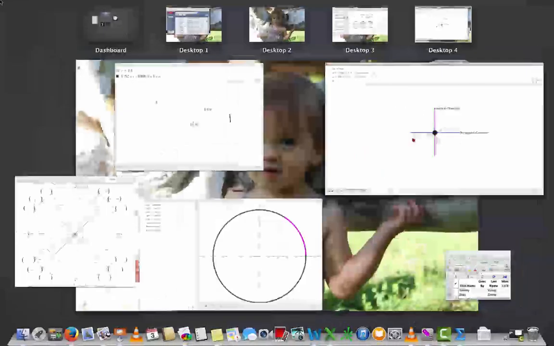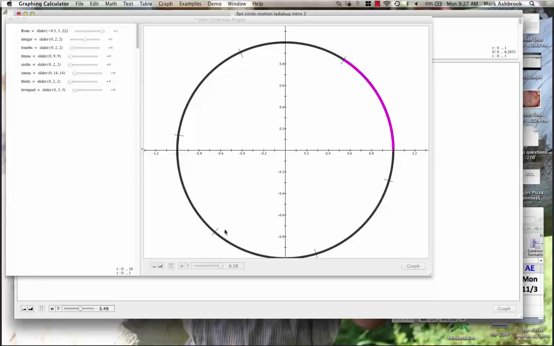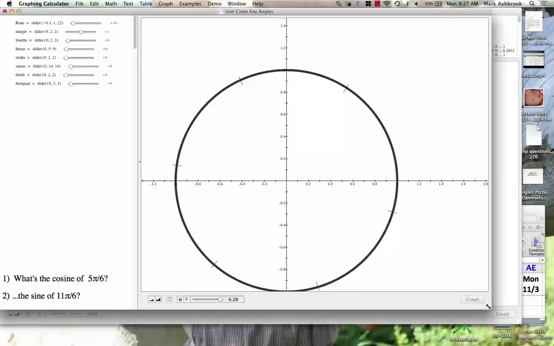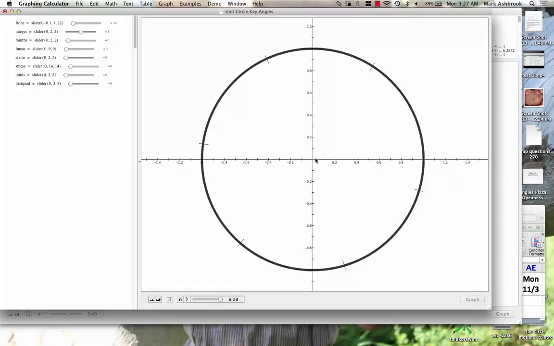Okay, so let's look at this unit circle a little closer here. And where did it all begin? It all began with looking at taking the radius.